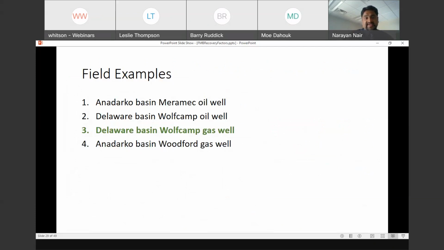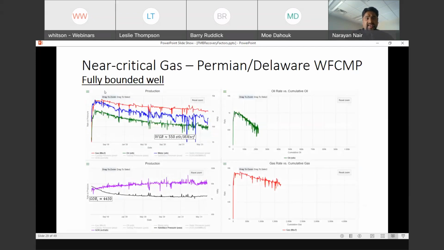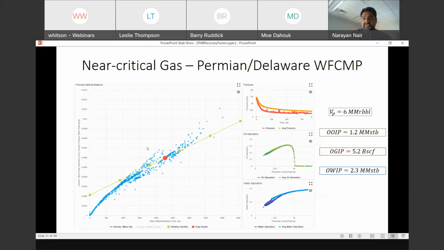The next example is a Delaware Basin Wolfcamp gas well, fully bounded. And I'm going to highlight something here. This is 550 barrels per million, which is on the wetter side for the well as a whole, perhaps not for the Delaware Basin. So the initial GOR is 4430. Here's the flowing material balance interpretation that we worked through in our previous webinar. Contacted oil in place close to 1.2 million barrels of oil, 5.2 BCF for gas.